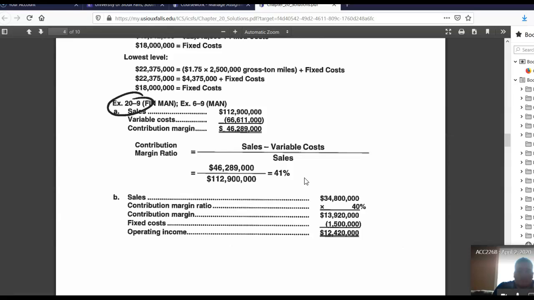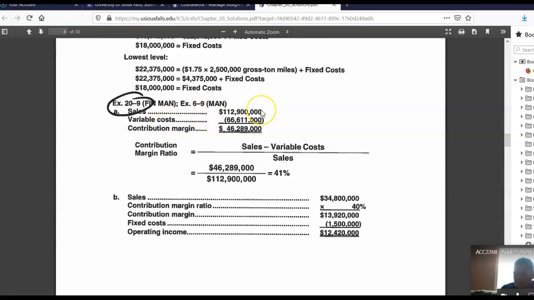Letter B says, based on part A, if the contribution margin ratio is now 40%, sales are 34.8 and fixed costs are 1.5, what's your operating income? Well, again, we could do sales minus our variable cost as contribution margin.